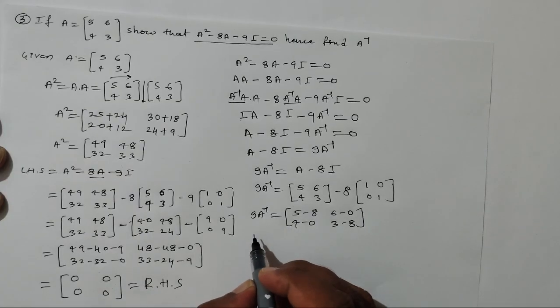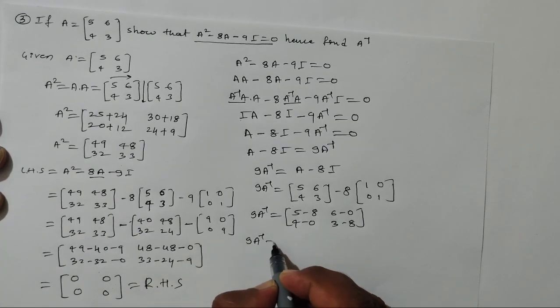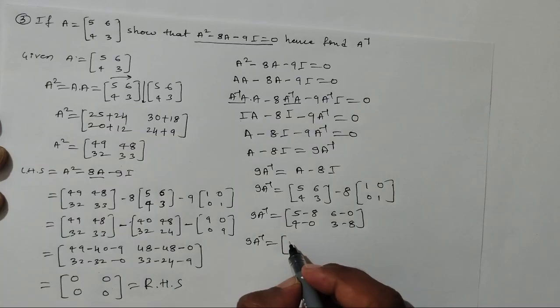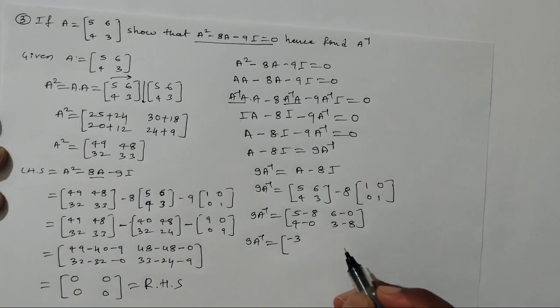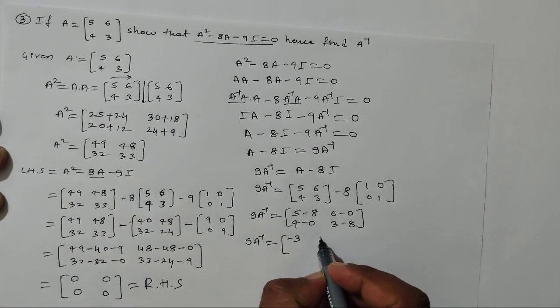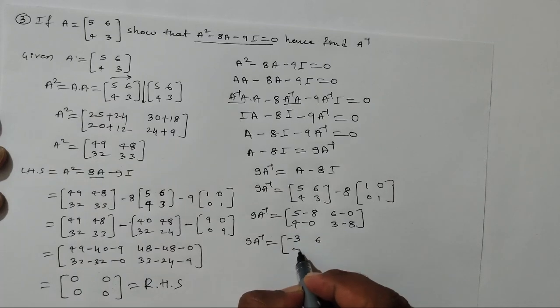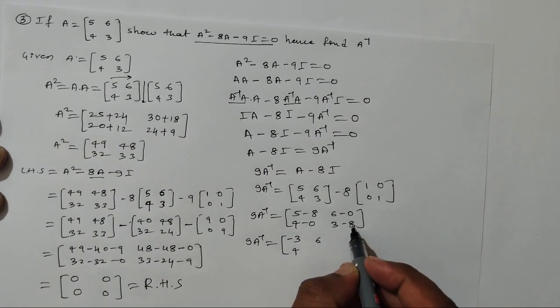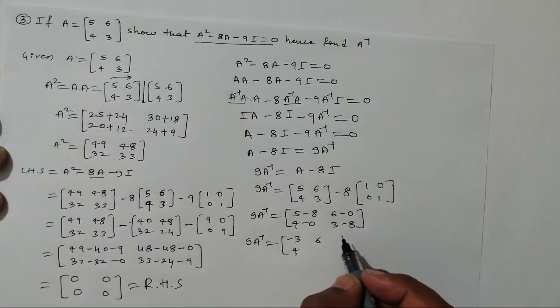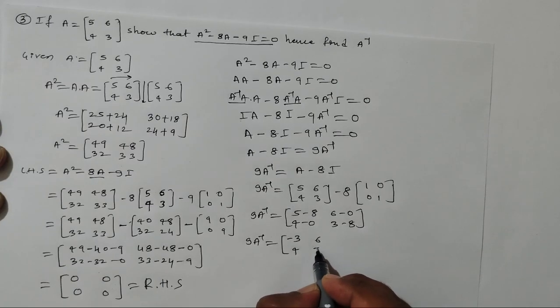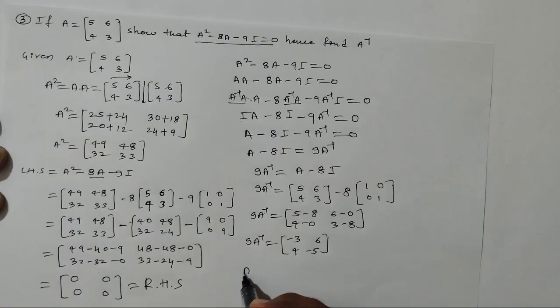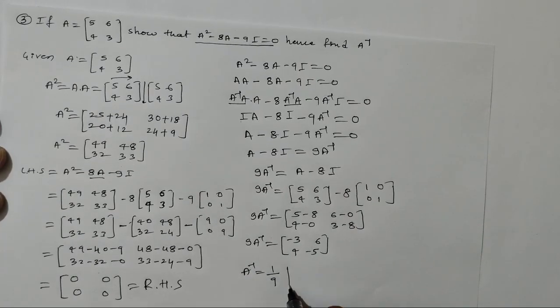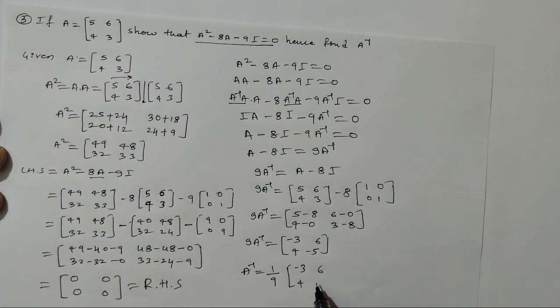Then, okay, see, 9A inverse equal to 5 minus 8 becomes minus 3. 6 minus 0 becomes 6. 4 minus 0 becomes 4. 3 minus 8 becomes minus 5. Okay. Then A inverse equal to 1 by 9 into minus 3, 6, 4, minus 5.